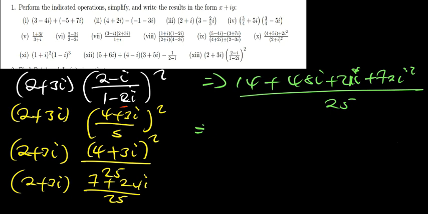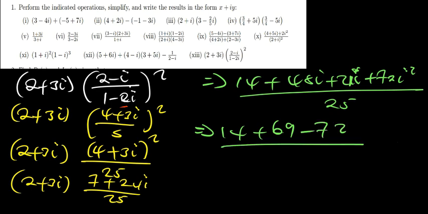So I have 14. These two can be added, which is 48 plus 21. What is 48 plus 21? That is 69. So I have 69i. Then 72i squared is going to give me negative 72. I divide this by 25. So here there is i, let's not forget.